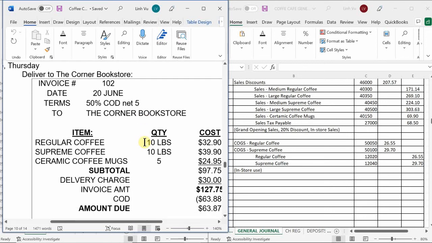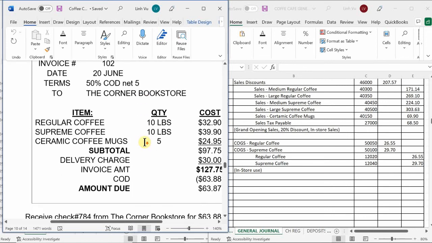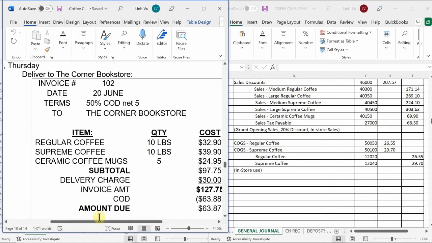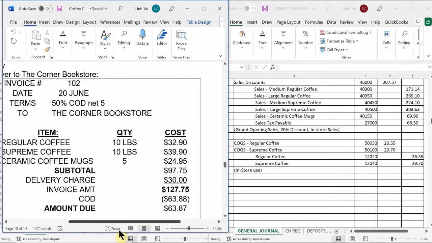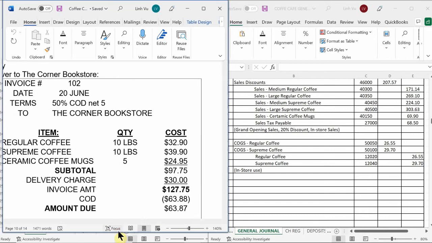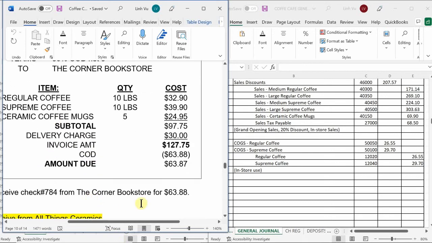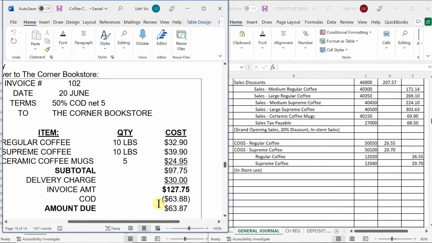So this is the details on the corner bookstore. We sold 10 pounds of regular coffee, 10 pounds of Supreme coffee. We sold 5 coffee mugs, and we charged them $30 with delivery fee. They paid the 50% COD, with the check number 784 from the corner bookstore for $63.88. So now they owe $63.87.